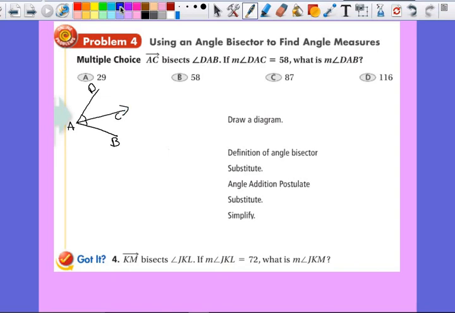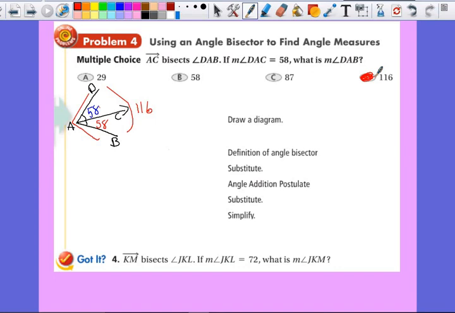Now, it tells us that DAC is 58. They want us to find DAB. Well, guys, look at DAB. It's the entire thing. So if I know that this piece is 58, then I know that this piece is 58. So if I want to figure out what the entire thing is, I add those together, and I get 116.